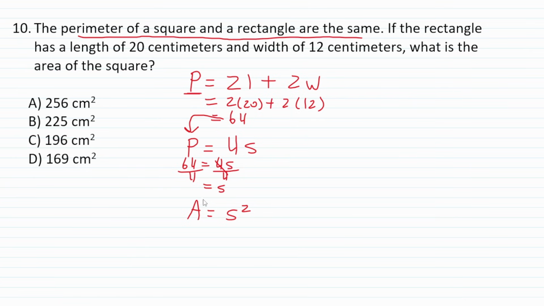And what am I going to need s for? I'm going to need s, the side length of the square, to find the area of the square. 64 divided by 4 is going to be 16. All right, so now that I know what s is, I can simply plug it in right here. This becomes 16 squared. 16 times 16 is going to be 256 centimeters squared. So the area of our square is 256 centimeters squared.